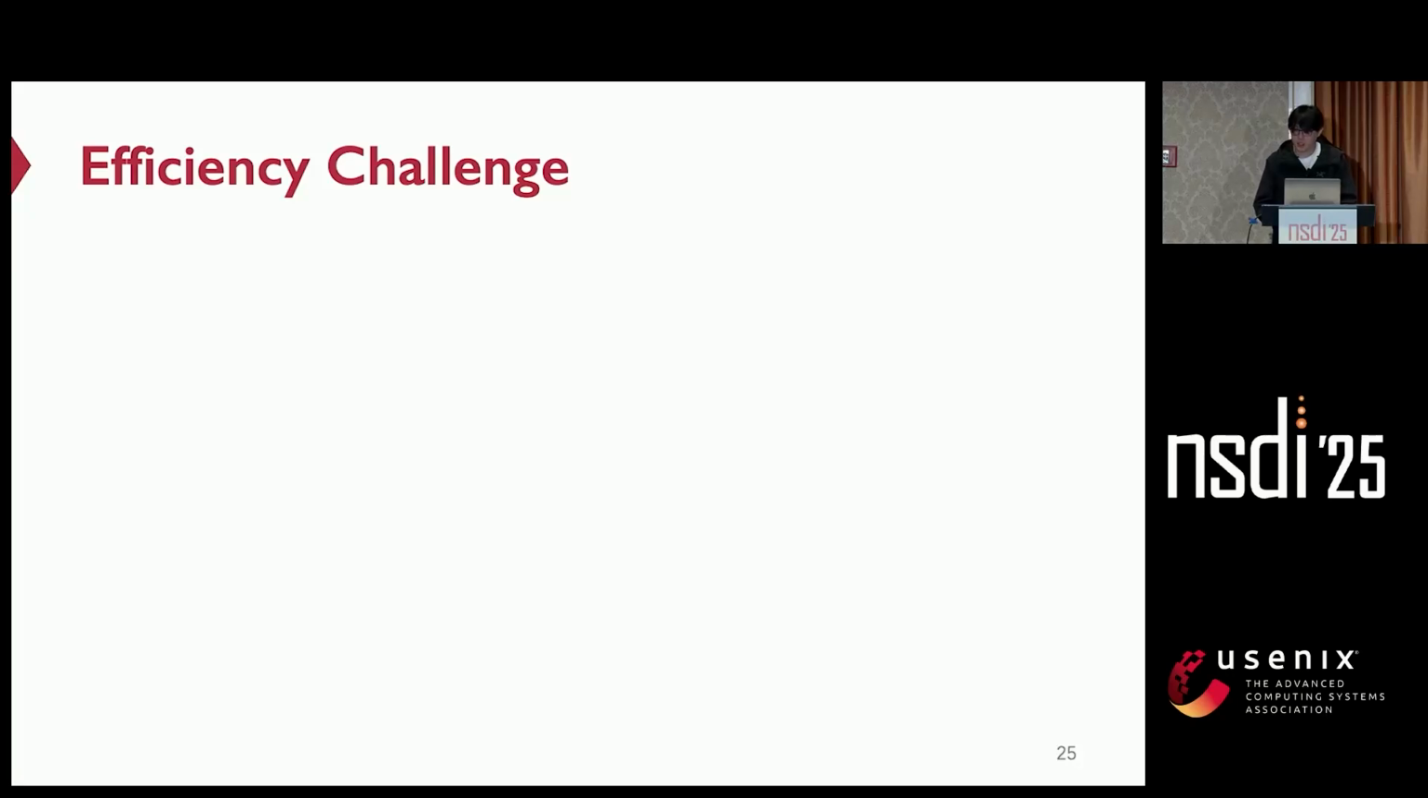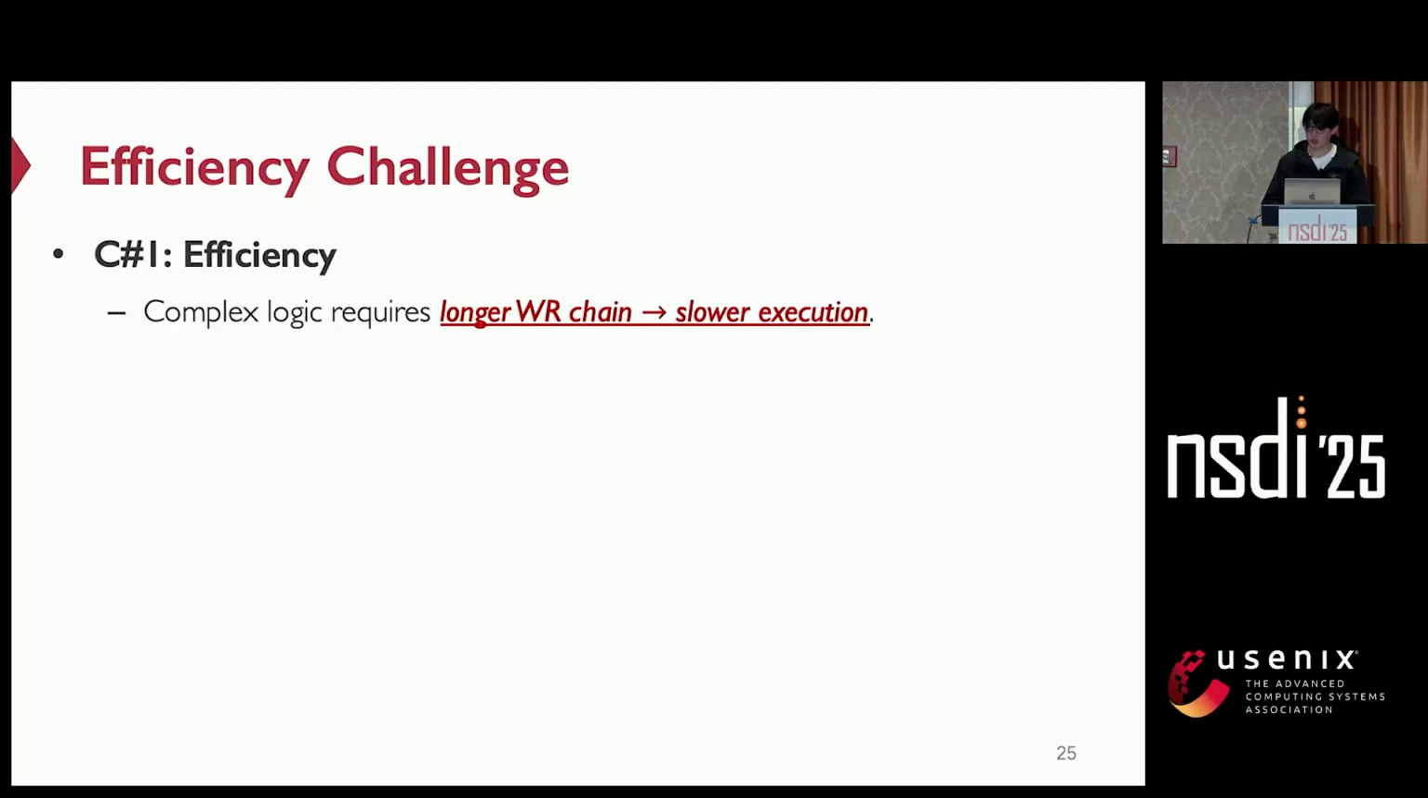While RNIC offloading allows logic to be offloaded to the RNIC, it faces two critical challenges. The first one is the efficiency challenge. In particular, more complex logic requires longer work request chains, which involve more PCIe round trips and will lead to slower execution. So the question here is, how can we minimize the number of work requests per chain?